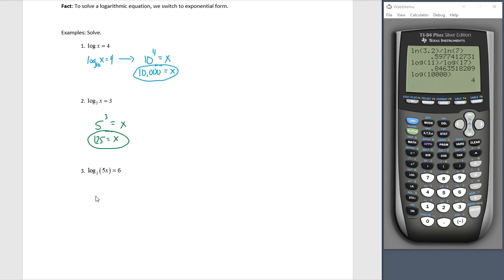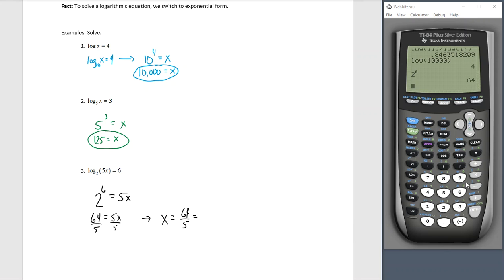Let's do it again. 2 is the base of the logarithm. 2 is the base of the exponential. The log is the exponent, so the log is equal to 6. 6 is our exponent to get 5x. Well, 2 to the 6th power, I'm feeling 64. Let's check it out. Yep, 64 equals 5x. To get x by itself, we can divide both sides by 5, and we find that x equals 64 over 5, which is a fabulous answer.